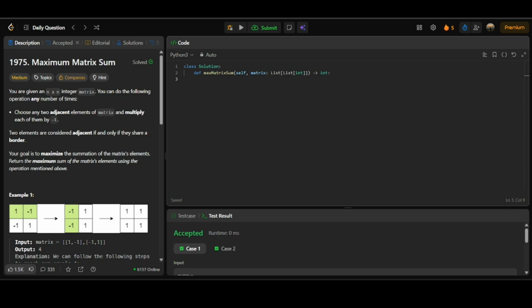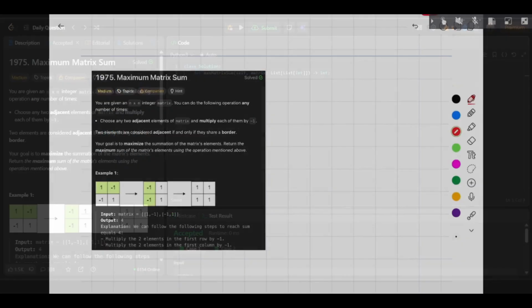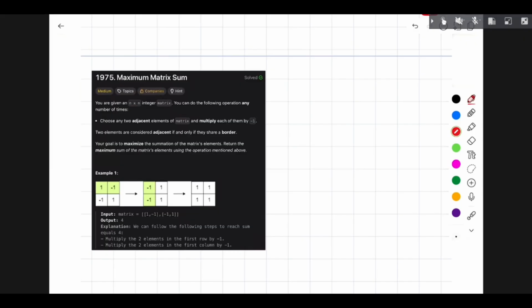So let's get to understand the problem statement first. Let's read it. Maximum Matrix Sum. You are given an n cross n integer matrix. You can do the following operation any number of times. Choose any two adjacent elements of the matrix and multiply each of them by -1. Two elements are considered adjacent if and only if they share a border. Your goal is to maximize the summation of the matrix elements and return the maximum sum of the matrix using the operation mentioned above. So the question is very simple and straightforward.